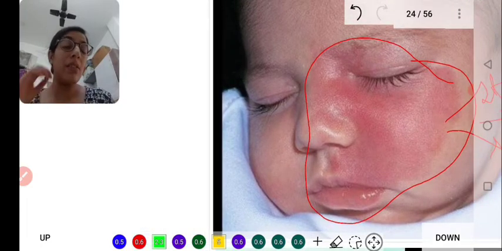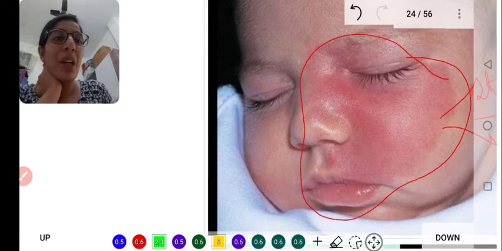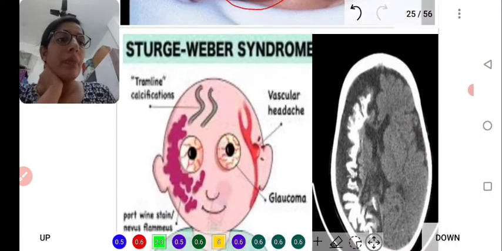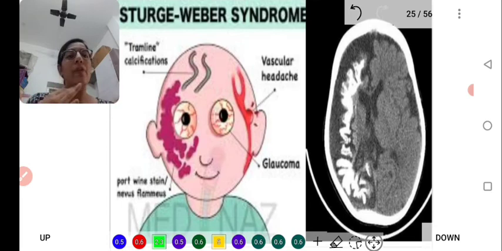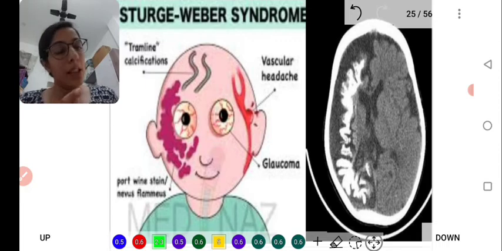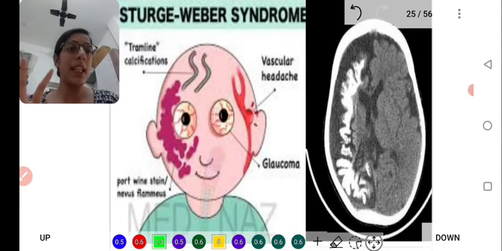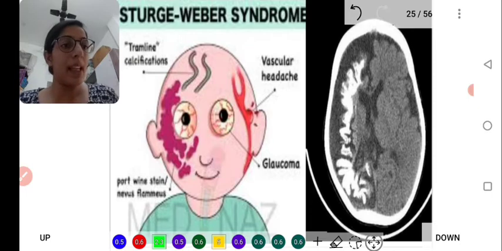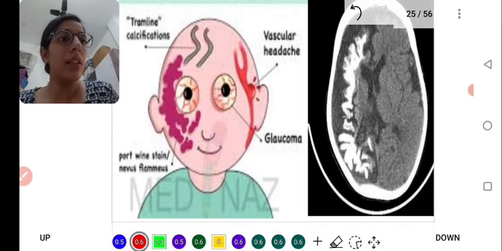पोर्ट वाइन स्टेन, सॉरी पता नहीं कहाँ खोई हुई थी मैं. तो पोर्ट वाइन स्टेन. हाँ, तो when there is also involvement of half of the face with the involvement of the brain, तो this one is known as Sturge-Weber syndrome. In Sturge-Weber syndrome, calcifications are seen. Tram track appearance. This appearance you can see here is known as the tram track calcification. You can call it that.